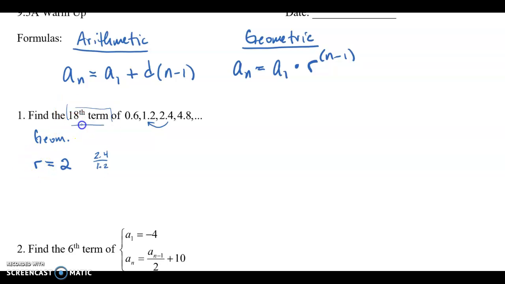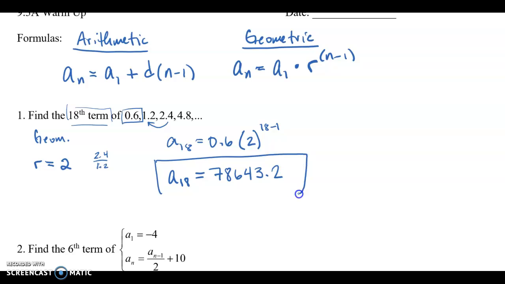I know I want the 18th term, so let's look at my formula. Well, a sub 18 is the first term, which I can identify from my list, 0.6, times the r value of 2, and then to the n minus 1. I know you don't have to show 18 minus 1, but I will in this case. And I go to my calculator and type it in, and the 18th term is 78643.2. All right, and that's pretty good. Remember, I told you, or Mrs. Schulten said, there's a lot of just formulas here, just a lot of plug and chug. You've got to make sure you put the right numbers in the right variables.